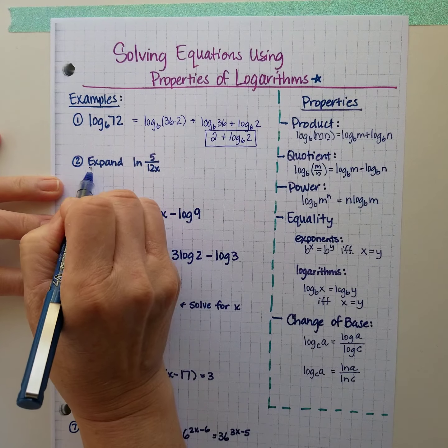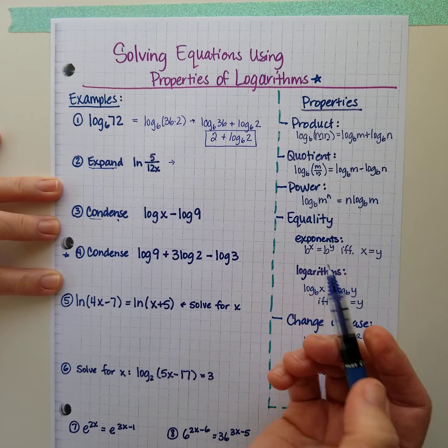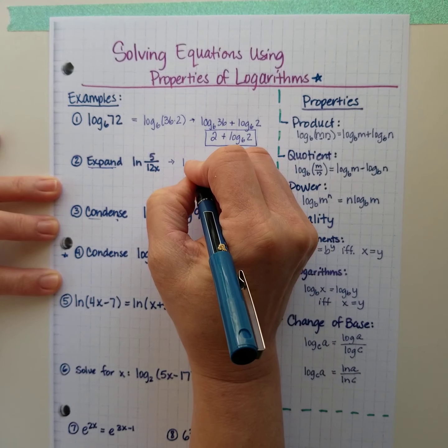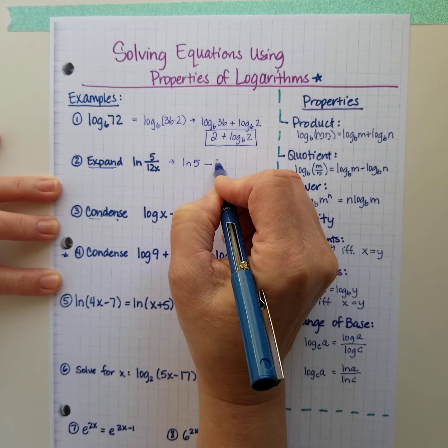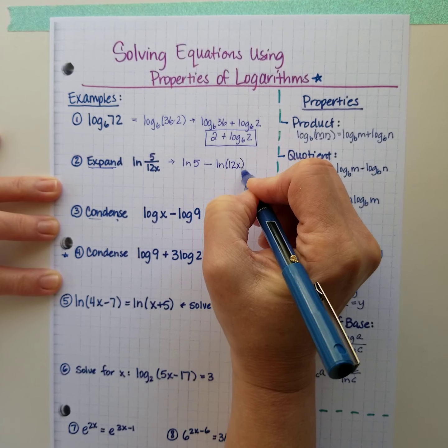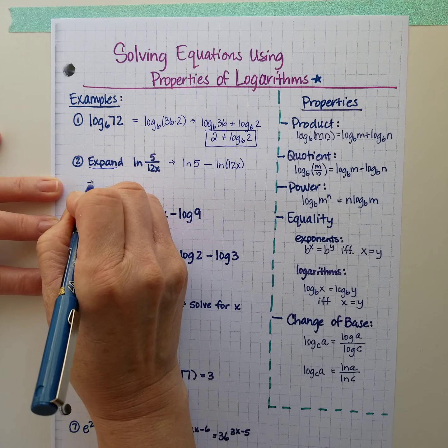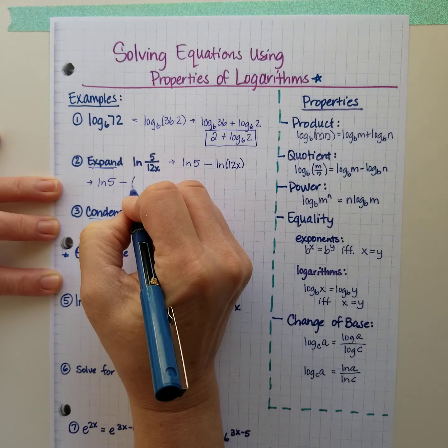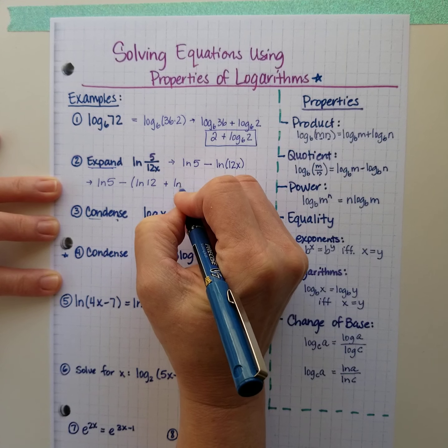Okay, let's work on this expansion here. Notice too that this is a natural log. It doesn't matter what the base is; this is base e. We're just going to use this as natural log of 5. So this is going to be the natural log of 5 minus the natural log of 12x. Now we have a product property situation. We have 12 times x. So this is going to be the natural log of 5 minus, in parentheses, natural log of 12 plus natural log of x.